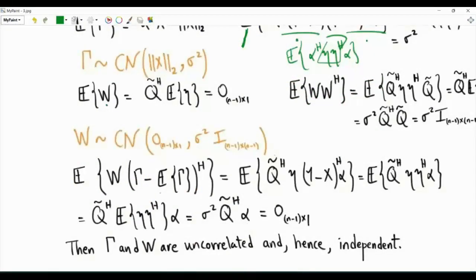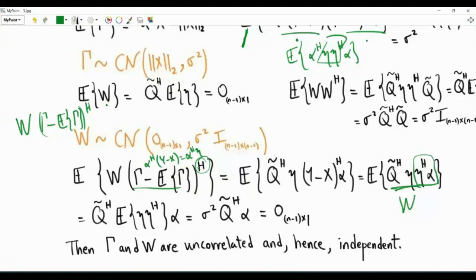This is the important step. We will try to examine whether gamma and w are correlated. Okay, and so we will do the outer product. We'll take vector w, and then we multiply by gamma Hermitian after subtracting the mean of gamma. For w, the mean vector is the all zero vector, so w minus its mean is just w, and so we take the expectation of w times gamma minus expectation of gamma, all Hermitian. Well, this thing here is alpha Hermitian times u minus x, which is alpha Hermitian eta, and when we do the Hermitian here, we get eta Hermitian times alpha, and this is w q tilde Hermitian times eta.